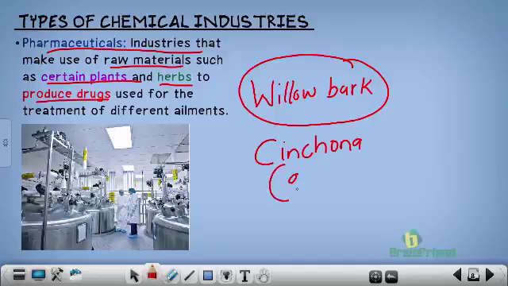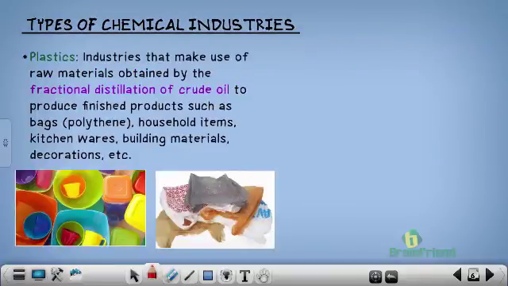This tree is also known as the quinine tree, hence the name quinine. Next, we have our plastics. These are industries that make use of raw materials obtained by the fractional distillation of crude oil to produce finished products. We'll be looking at what fractional distillation is later. But is it not interesting to know that even the plastics we have around us are made from petroleum?